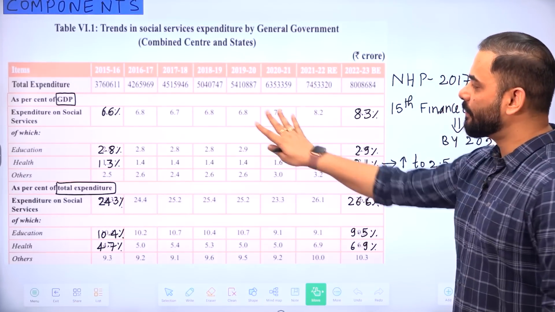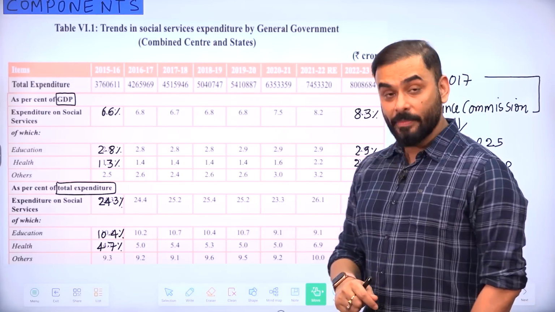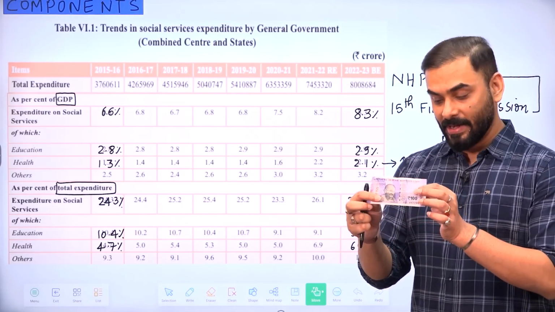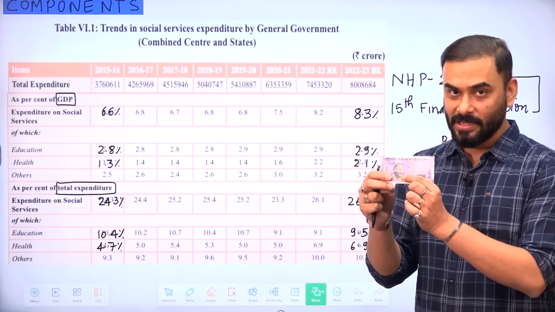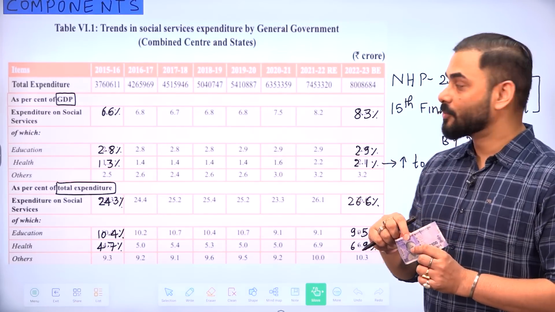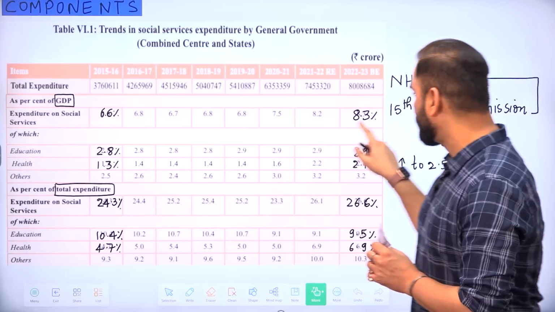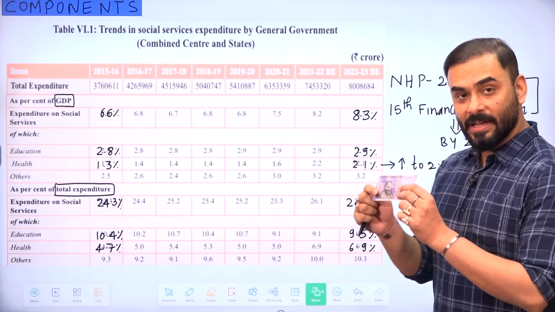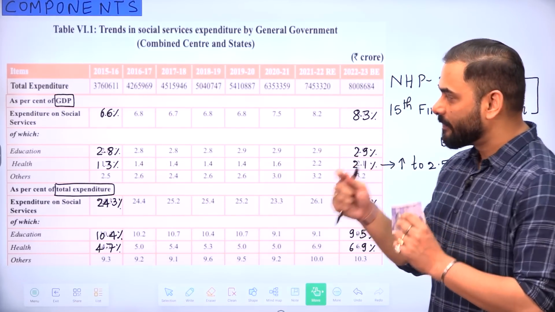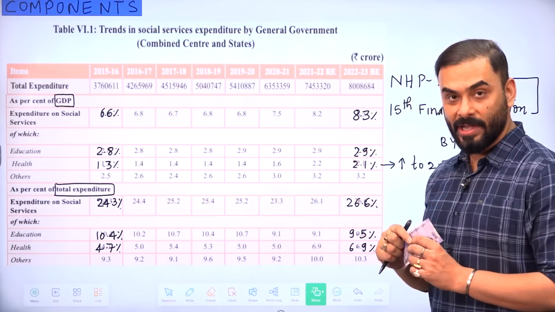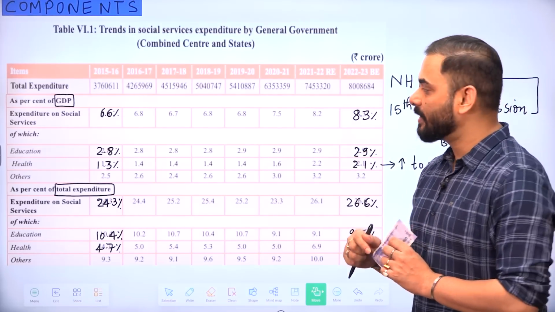See, this table is given in the survey. Economic survey says that if the GDP of India is 100 rupees, which means the national income of India is 100 rupees, out of that, how much are we spending on the social sector? Earlier 6.6%, now 8.3%. Now, if the national income of India is 100 rupees, how much are we spending on education? Earlier 2.8%, now 2.9%. So expenditure on education has increased.